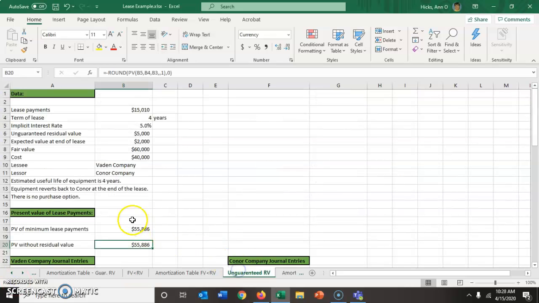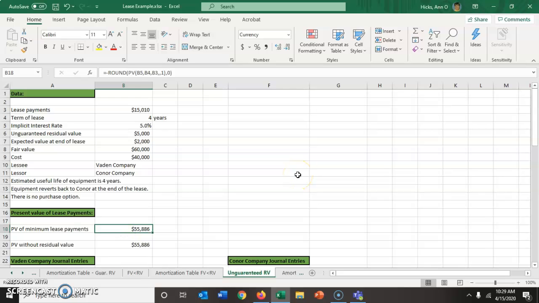Okay, let's look at the last example of a finance lease. In this one, our assumptions are pretty much the same. The only difference is that the residual value is unguaranteed. Now, what that means is that Vaden Company is under no obligation to pay that amount back to Connor Company at the end of the lease, either by virtue of the value of the equipment or by virtue of a cash payment. That makes a couple of differences.